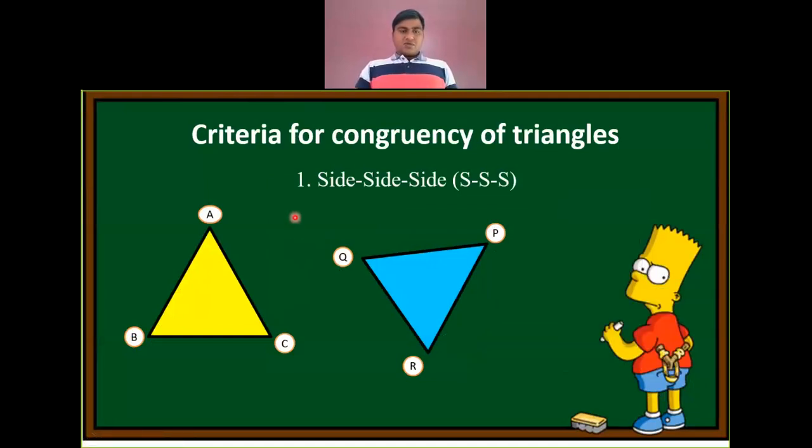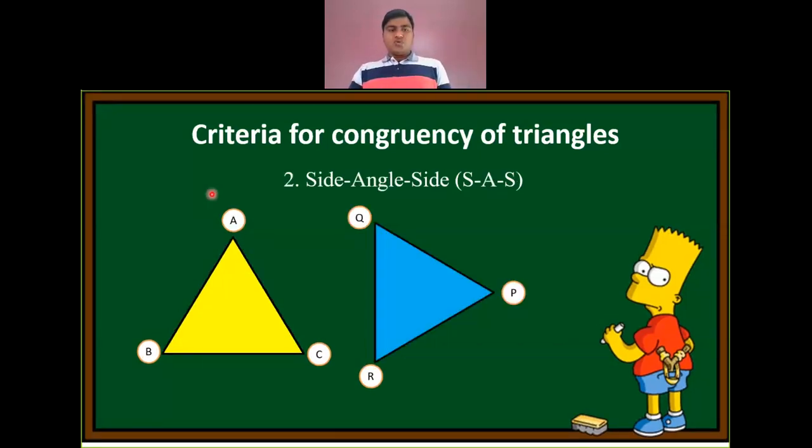This criteria is called SSS congruency, side congruency. Next, criteria 2. Two sides and one angle are given. Then we can say that two triangles are congruent to each other.